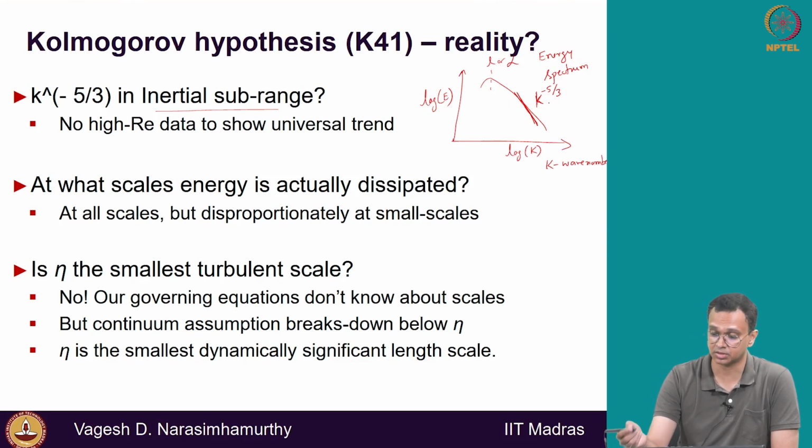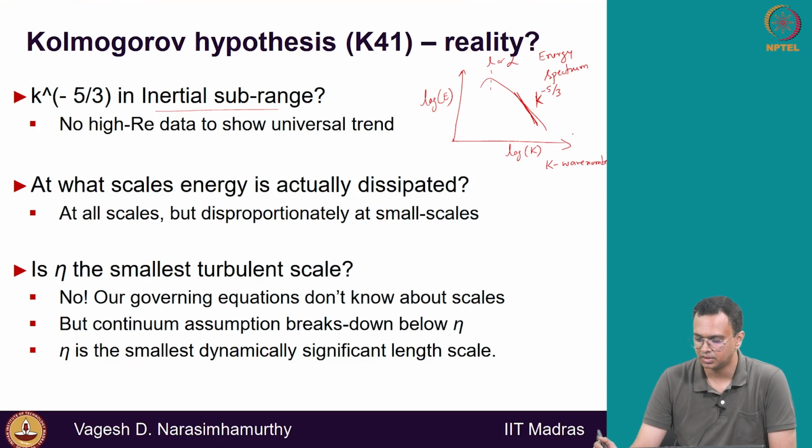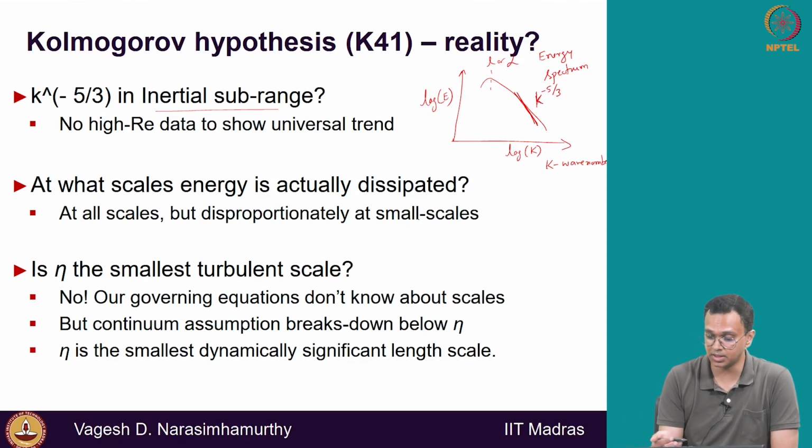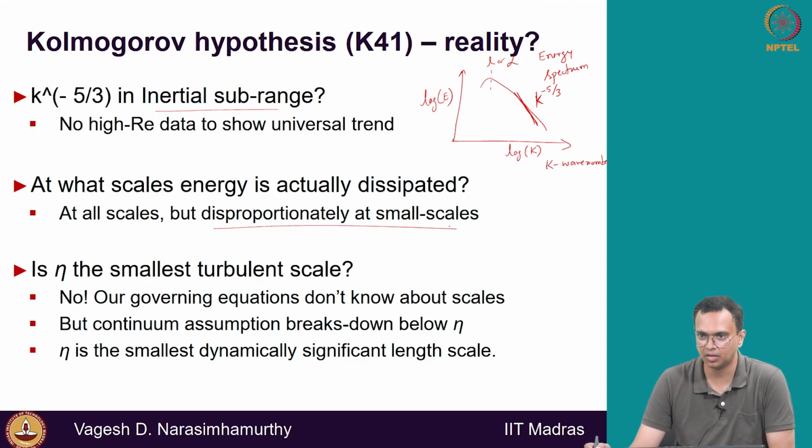Okay, we don't see this, and of course then we don't know whether this is high Reynolds number. Whatever data that you are producing, is it high Reynolds number? We don't know. That question is also there. So at what scales is energy actually dissipated? That is the question we have to ask, and my take is at all scales. Okay, all scales are perfectly capable of dissipating energy, but disproportionately at small scales. The smaller eddies are capable of dissipating more energy than the large ones, so it is disproportionately large at small scales.